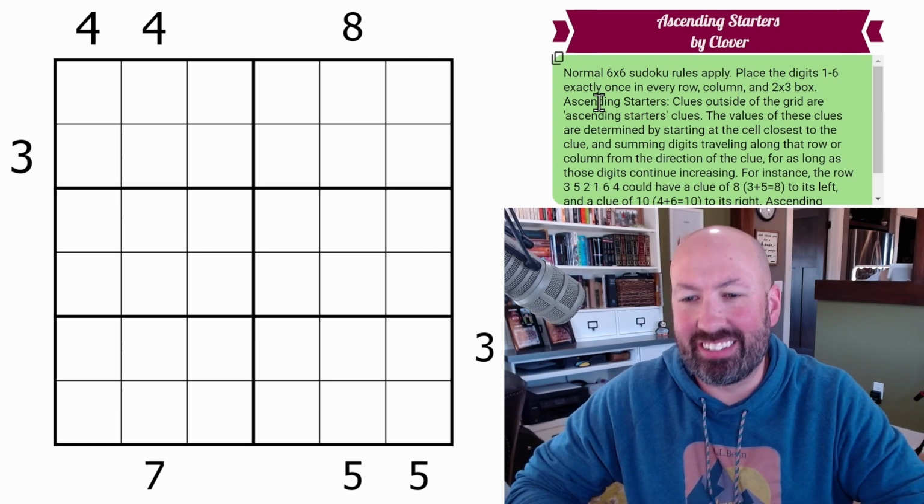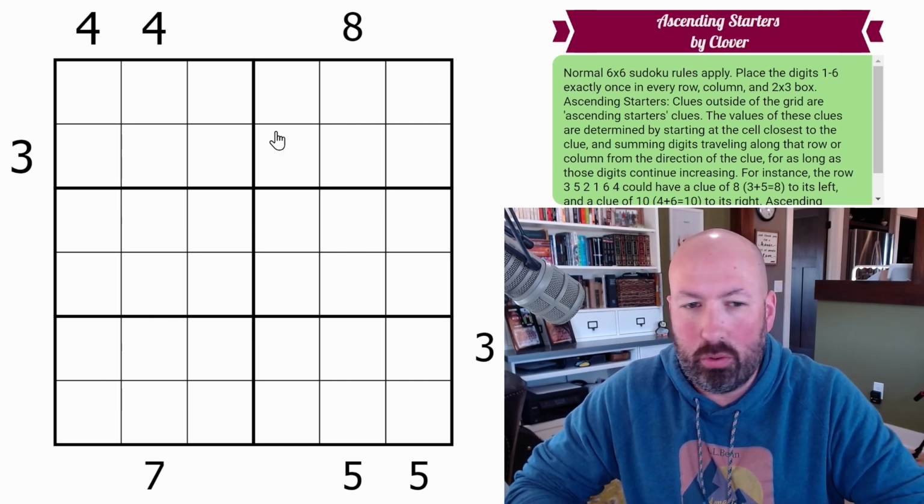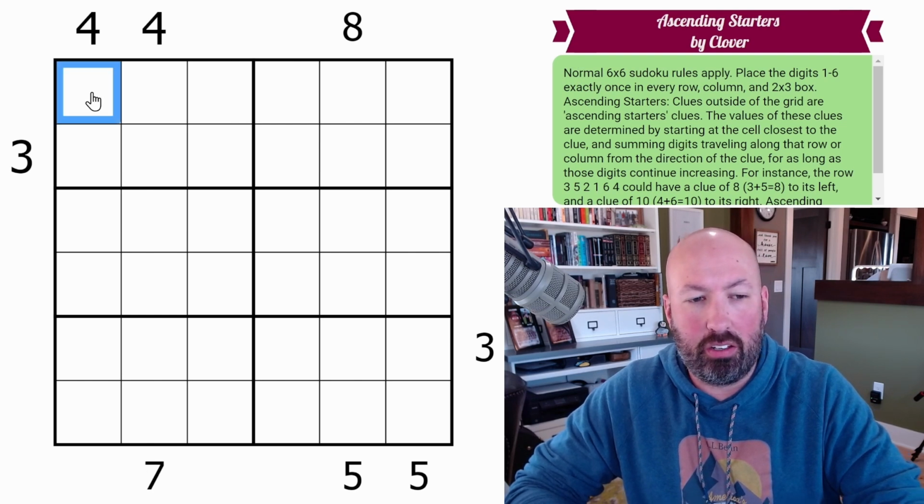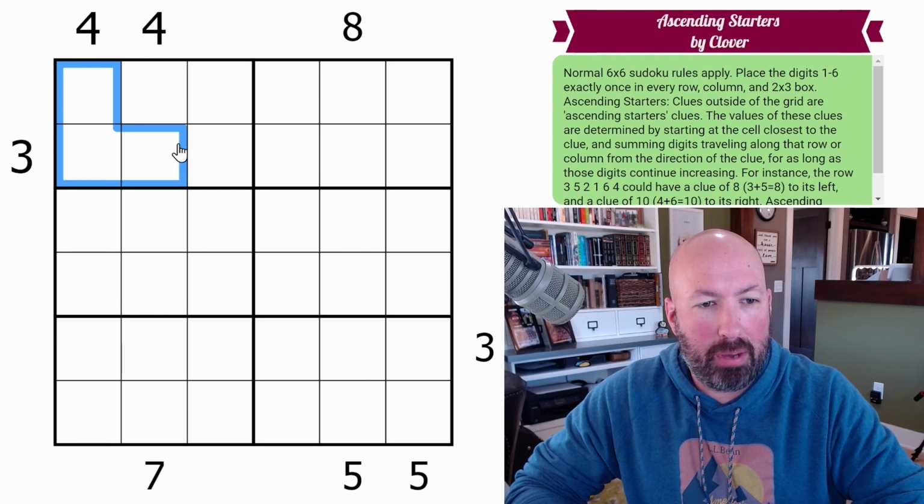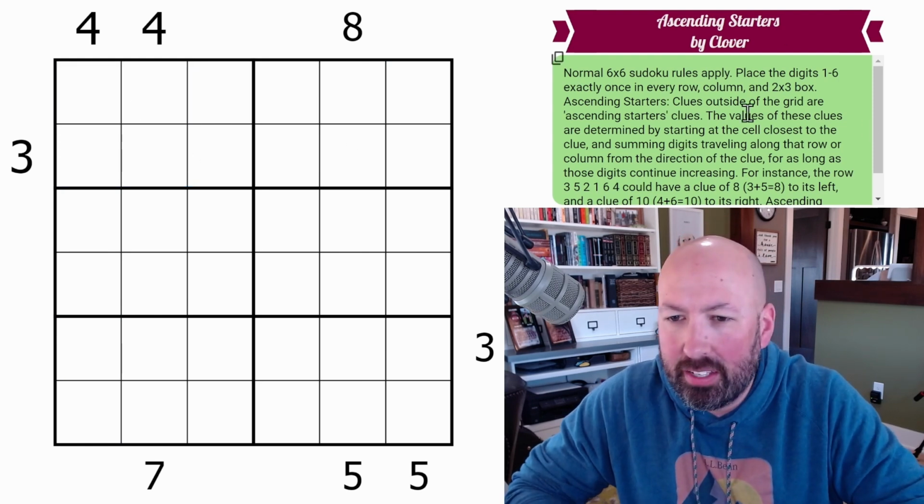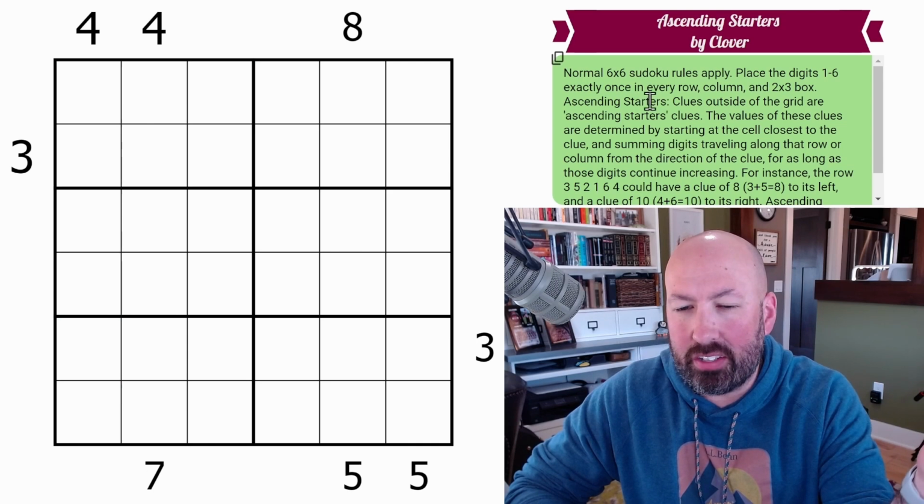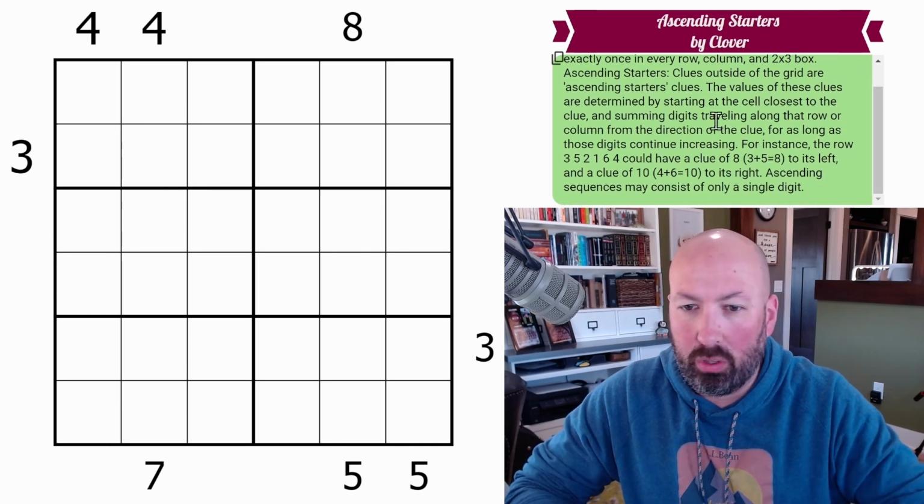So we're looking at Ascending Starters by Clover, and normal 6x6 Sudoku rules apply, so we can't repeat a digit in any row or column or box. It's been a while since I've had to explain Sudoku rules. I haven't done a Sudoku solve for a while. We also have this Ascending Starters thing, which I've never heard of before, so we'll learn this together.